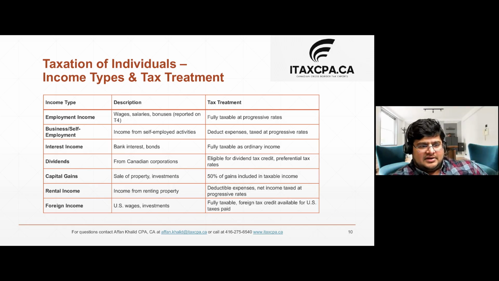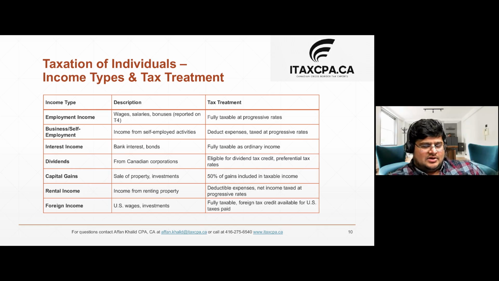Okay, and then finally, for the foreign income, similar to foreign dividend, foreign interest is taxed as regular income. However, you're allowed a foreign tax credit against the Canadian taxes owing on that income.